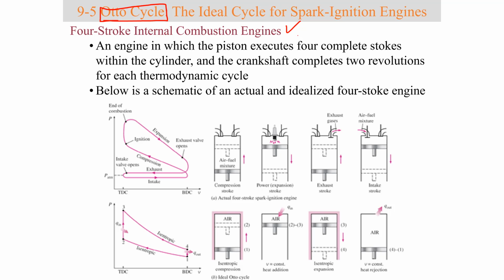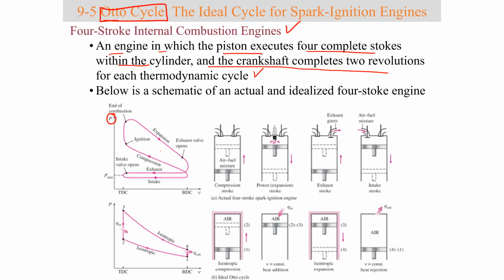This is a four-stroke internal combustion engine, an engine in which the piston executes 4 complete strokes within the cylinder and the crankshaft completes 2 revolutions for each thermodynamic cycle. So below is a schematic of both the actual and idealized cycle. So this is actually what's going on.